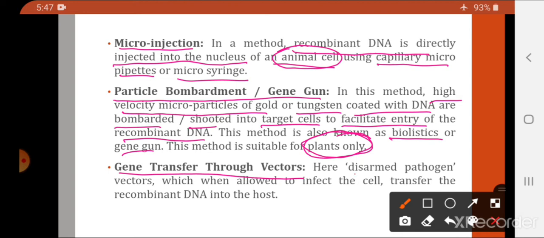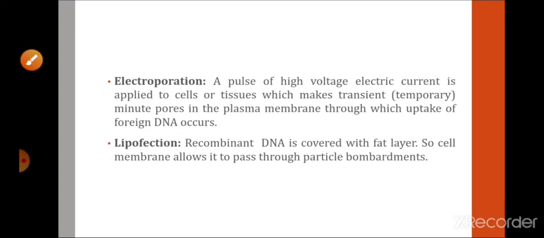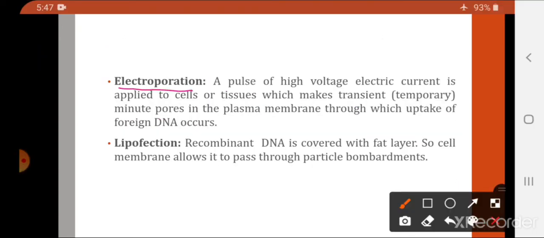So here disarmed pathogen, disarmed यानी वो पैथोजन कि जिसकी पैथोजेनिसिटी रिमूव की गई है. Disarmed pathogen vectors which when allowed to infect the cell transfer the recombinant DNA into the host cell. The other method is electroporation. Name itself suggests the pores will be made into the plasma membrane by applying the high voltage electric current.